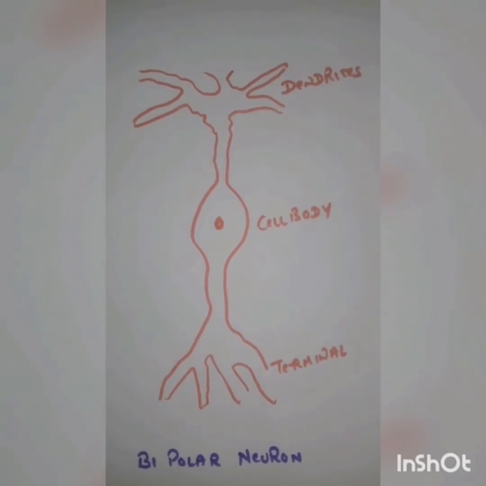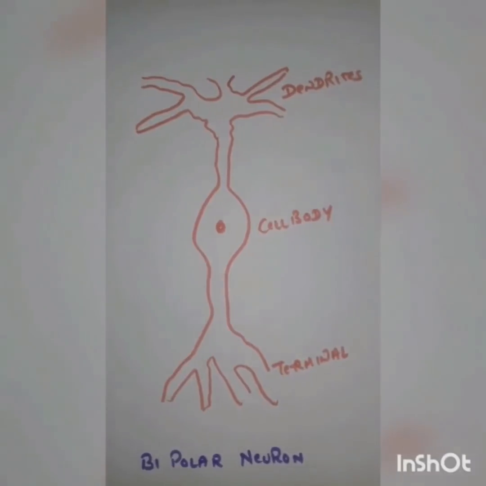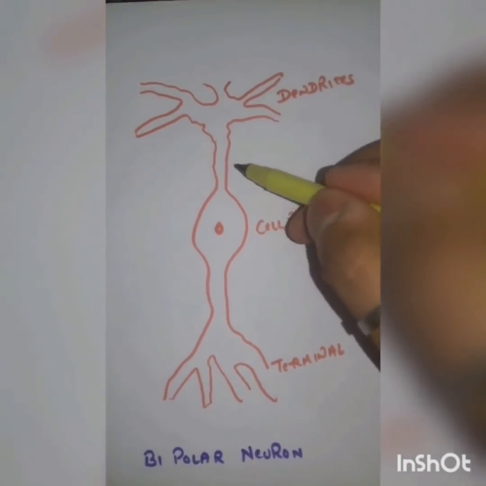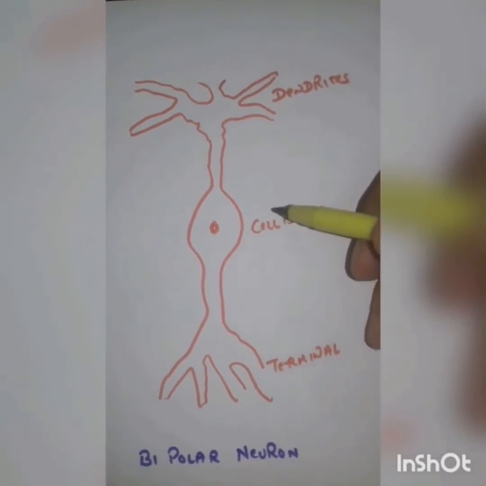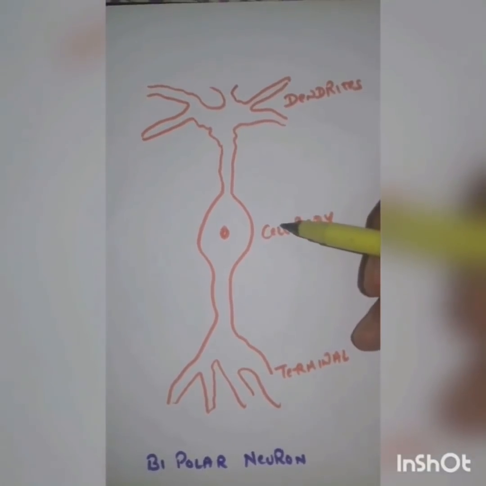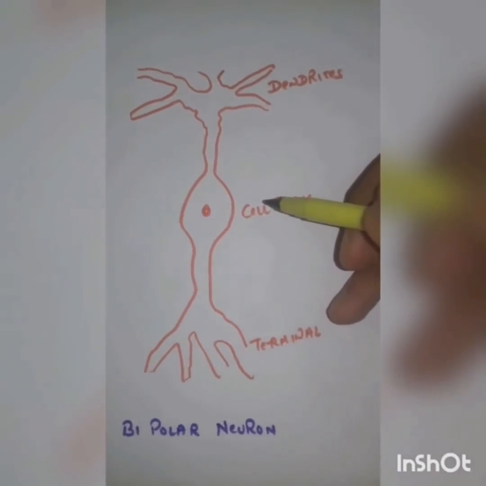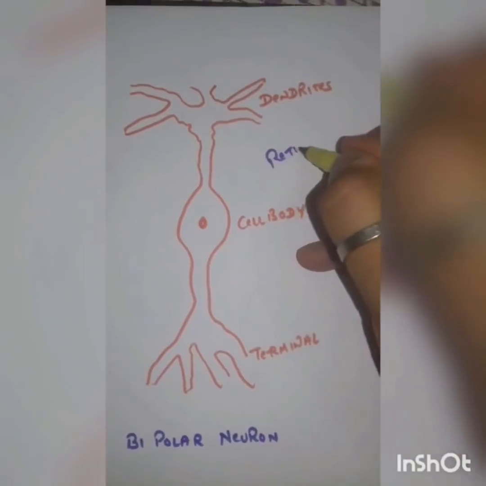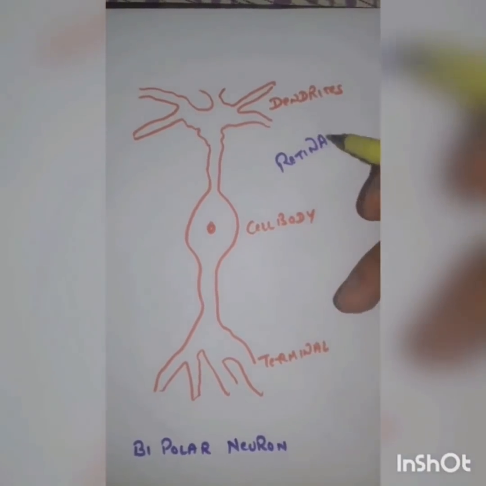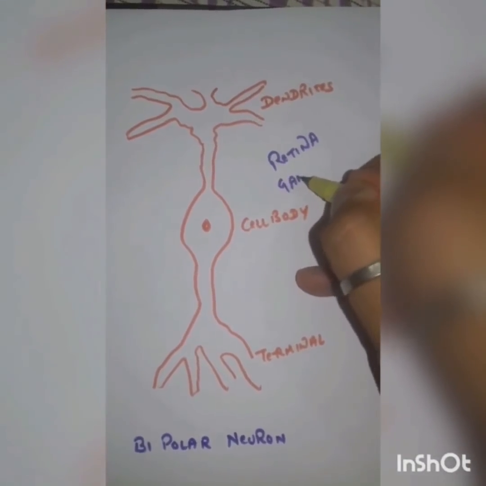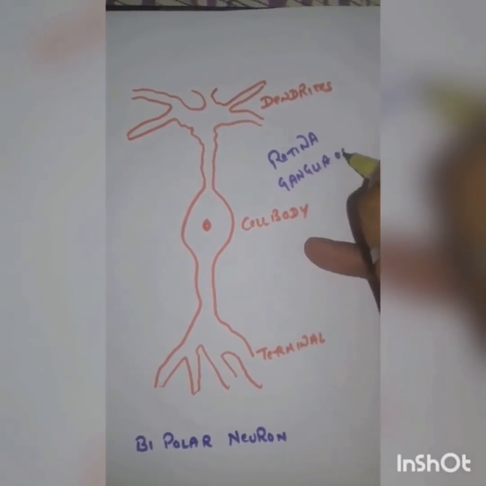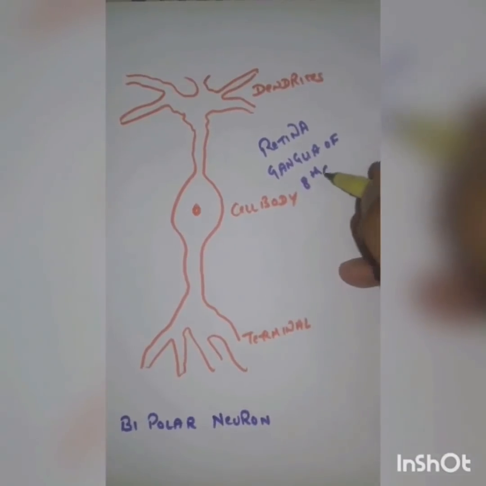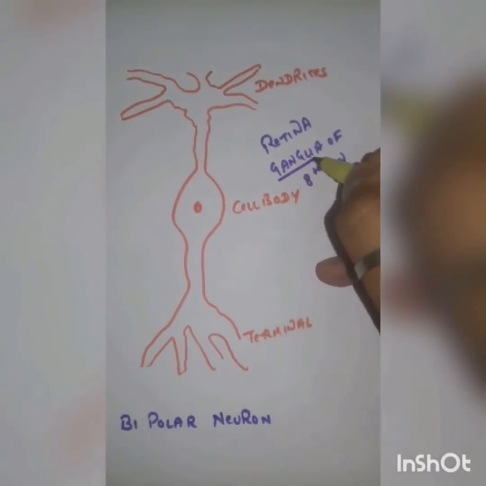The bipolar neuron, as the name suggests, bi means two, so a neuron consisting of two extensions, a first extension and a second extension, and a middle cell body is called a bipolar neuron. Now we have to see where the bipolar neuron is found. It is found in the retina, which are known as the first neuron of the retina, the ganglia of the 8th cranial nerve. What is ganglia?